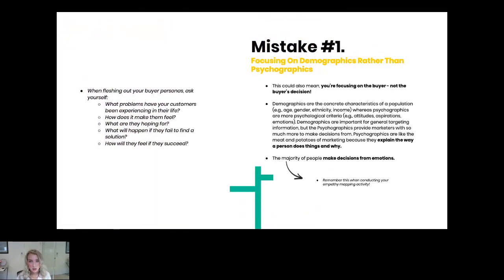So the very first one, and we did focus on this pretty early on, is focusing on demographics rather than psychographics. Now, I know that sounds a bit la-di-da, but I'll explain. Basically, this means that you're focusing on the buyer and not the buyer's decision. So demographics, to give a pretty brief definition, are the concrete characteristics of a population. So their age, their gender, their ethnicity, their income. Whereas psychographics are more psychological, clues in the name, criteria. So attitudes, aspirations, and emotions.